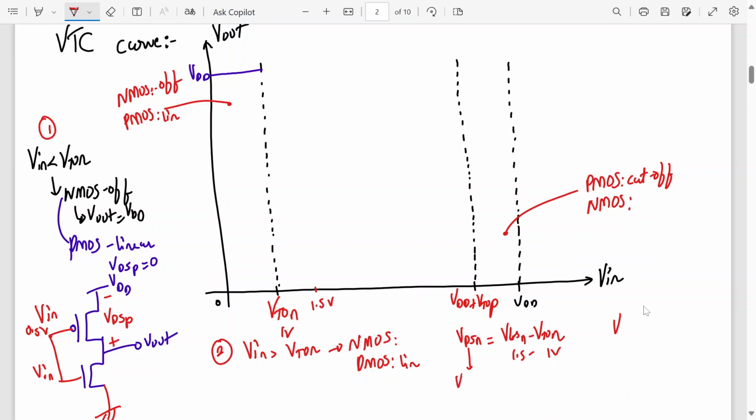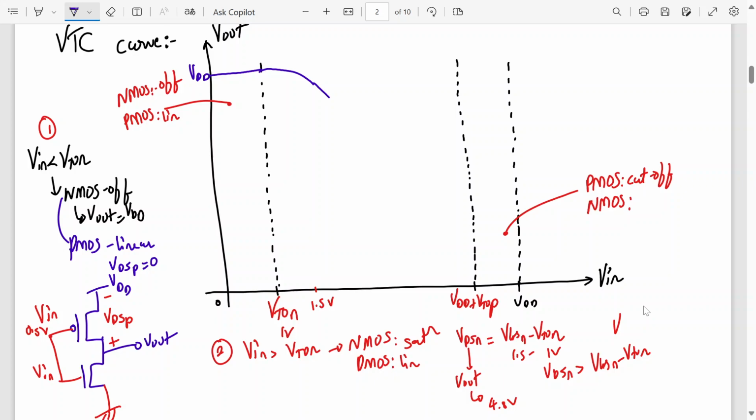So VDSN is equal to Vout, which is equal to let's say 4.8 volts. Let's say तो 4.8 क्या हुआ? Greater than this ना. So यहाँ पे VDSN is greater than VGSN minus VTON. Yes or no? So my NMOS will be in saturation. समझ में आया? And my output will fall down slightly. Okay?